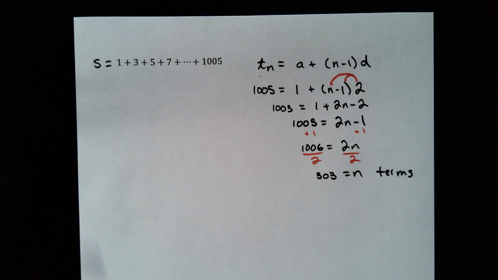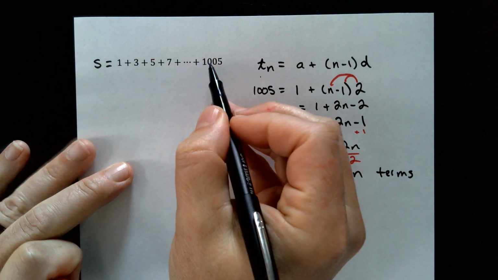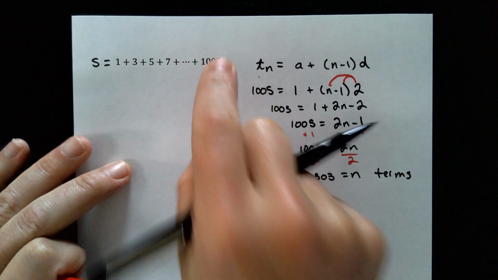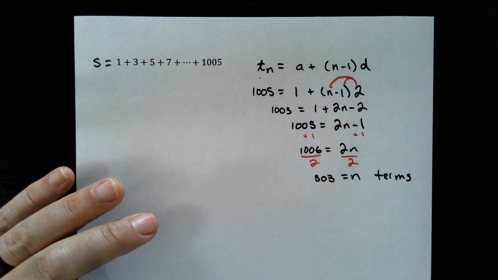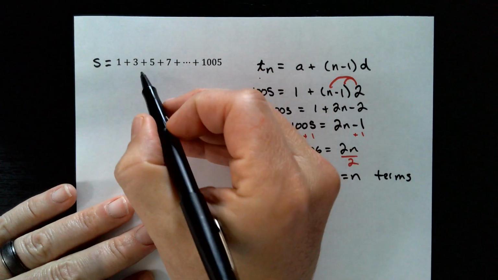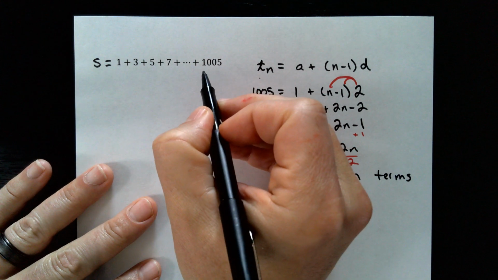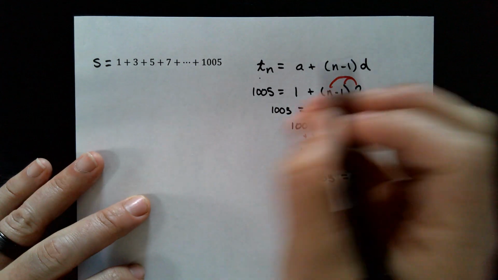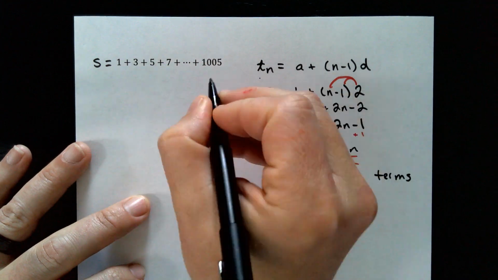Okay, now we're going to do the exact same thing that we just did a second ago. We're going to pair these things up. Okay, so let's look at the first and the last and bring them together. So 1 plus 1,005 is 1,006. Okay, so that's what all of our pairs are going to be. If you did the next one, 3 plus 1,003 would be 1,006. So our pairs are equal to 1,006.